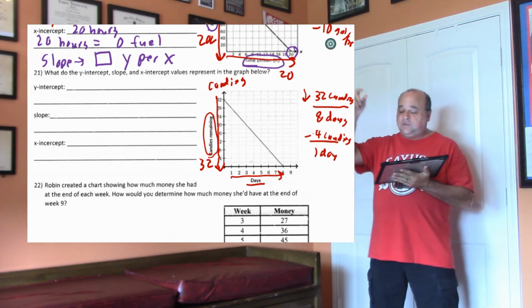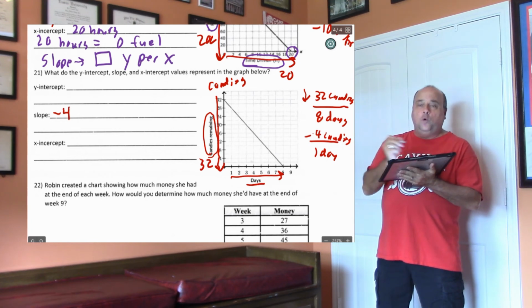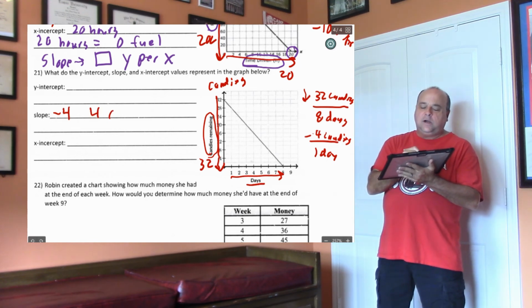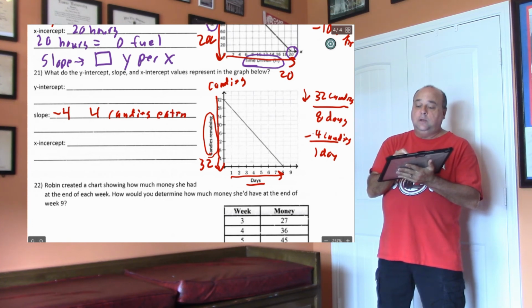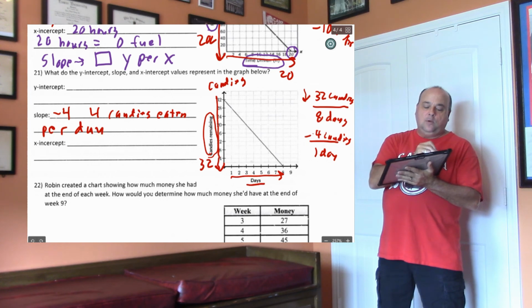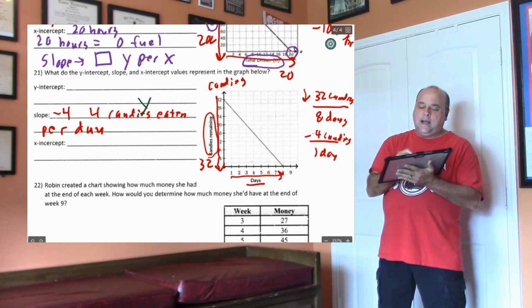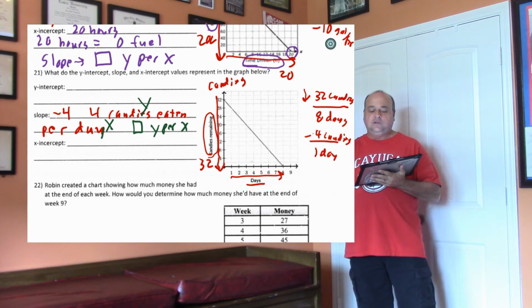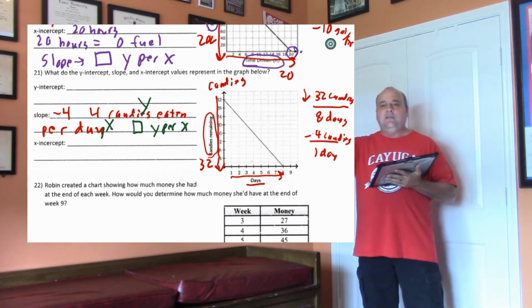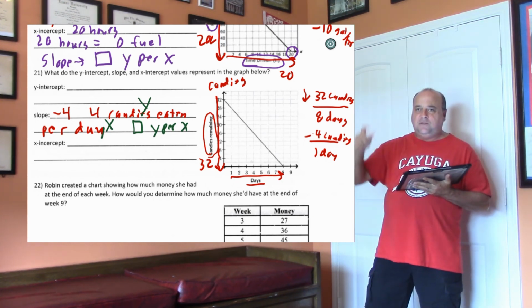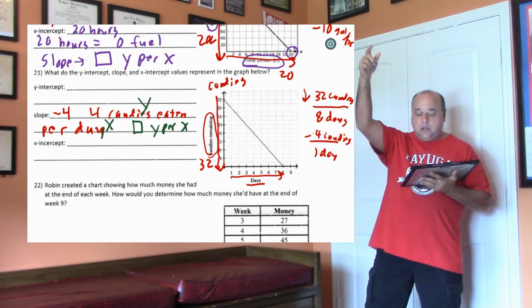So let's go over here to the slope. The slope is negative 4, and it represents 4 candies eaten, you're assuming you're eating these, per day. And remember, the candies is your y and your day is your x. Your slope is your number, y per x. Always, always, always, y per x. Now then, you should be able to get the y-intercept and the x-intercept and write what happens looking at the top.